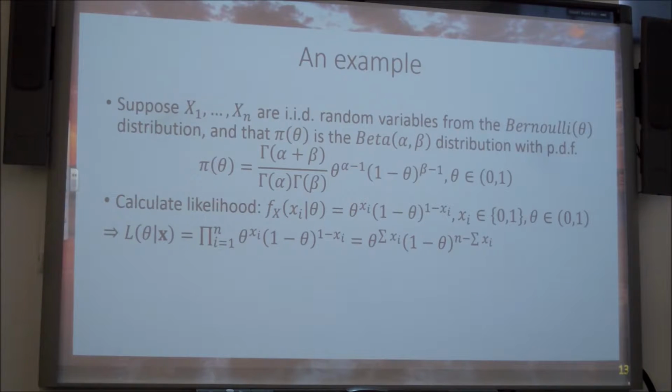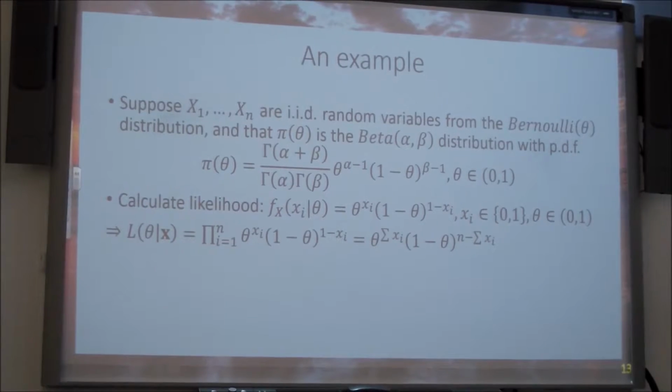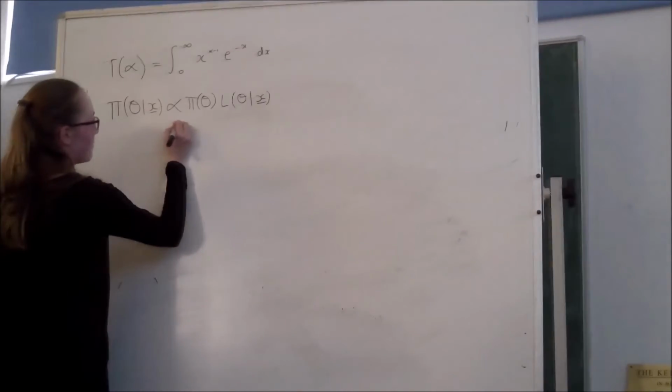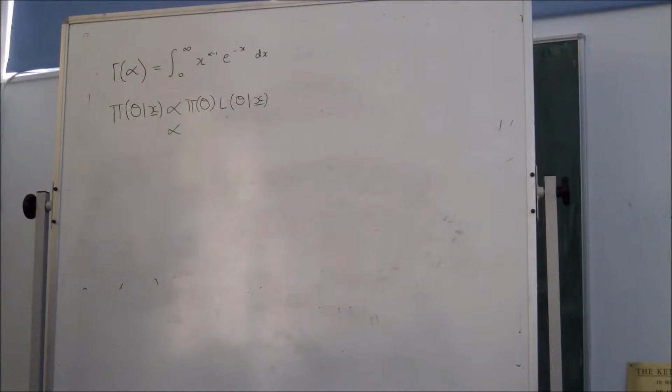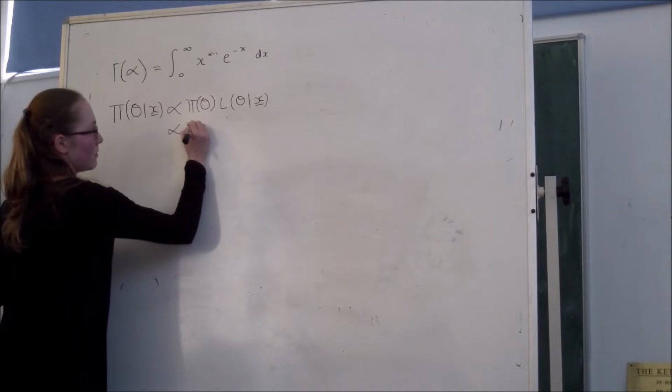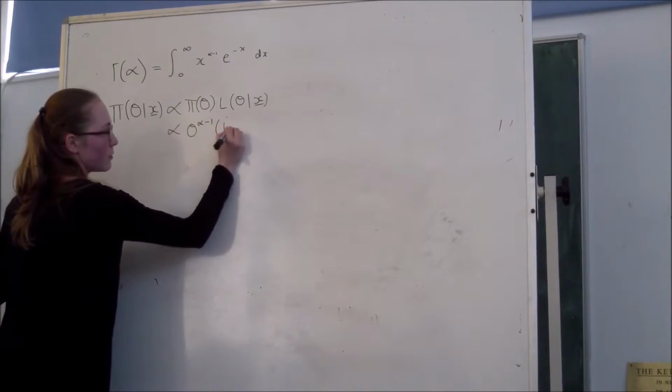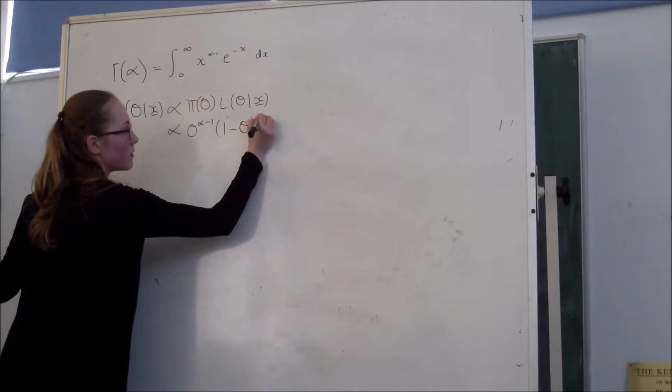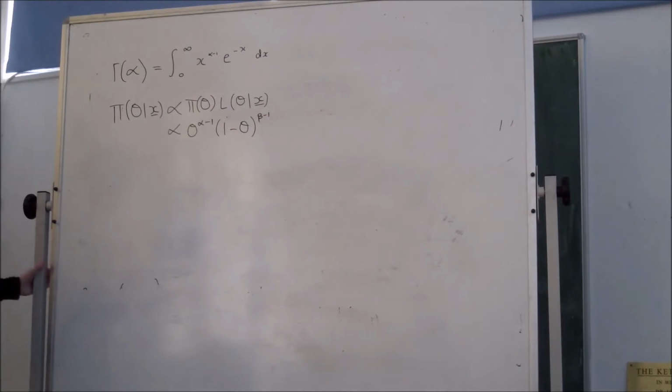So pi of theta given x is proportional to the prior times likelihood. So for pi of theta, we can just ignore the gamma functions because they are just the normalizing constant, so they're not going to affect this proportionality, so we can just take the theta terms. So theta to the alpha minus 1, 1 minus theta to the beta minus 1.